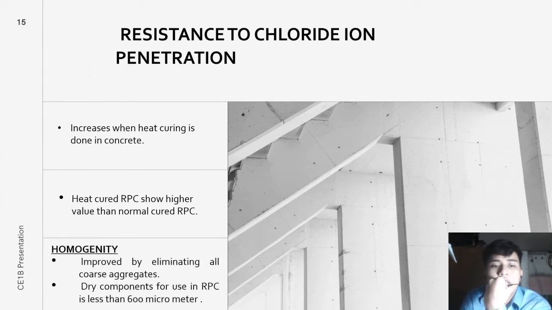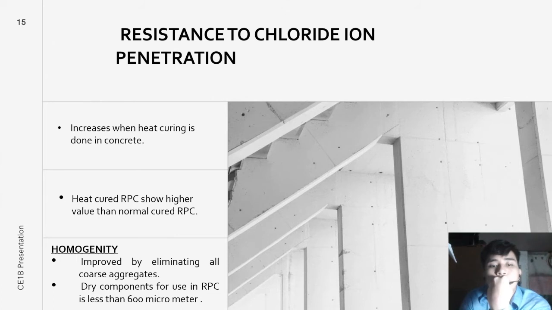Last, homogeneity. Homogeneity, or its purity, is improved by eliminating all coarse aggregate, by eliminating all coarse aggregate and using a light amount of sand while substituting other kinds of mineral components such as steel fibers, silica fume, and superplasticizer. They improve the ductility, strength, and hardness of the concrete.